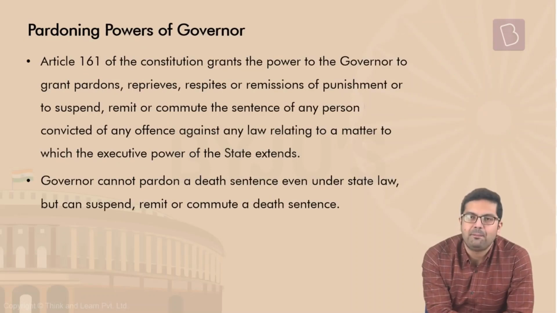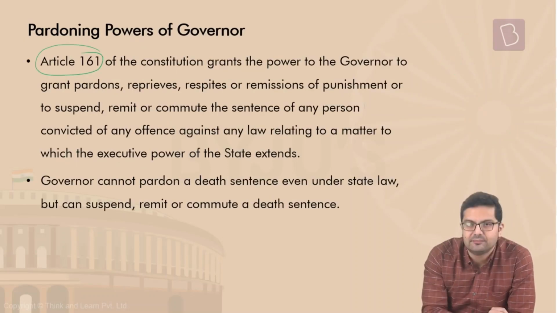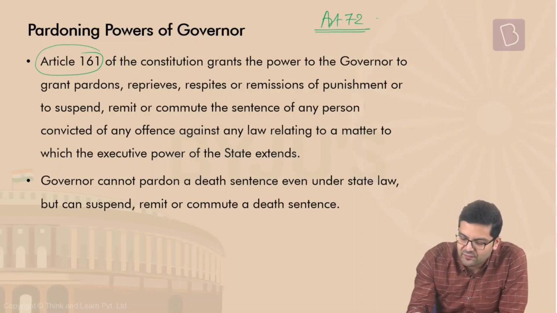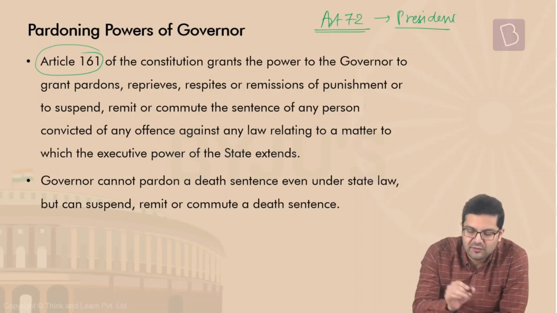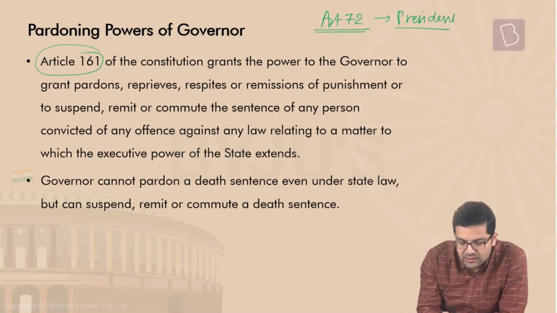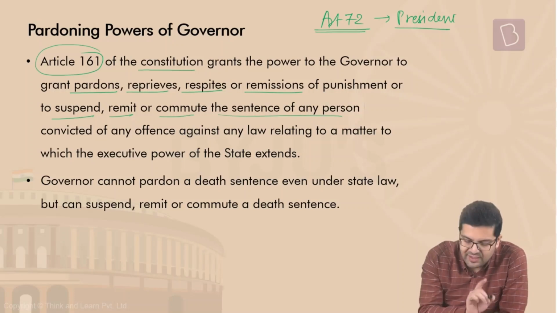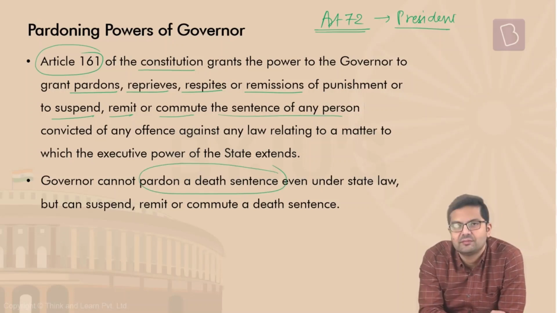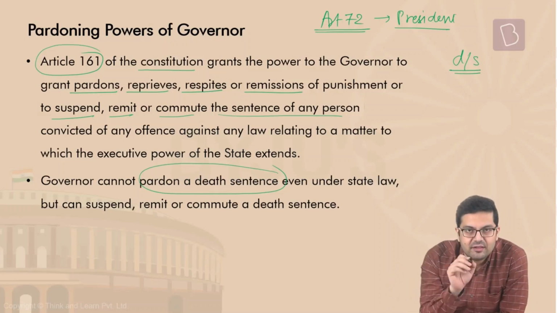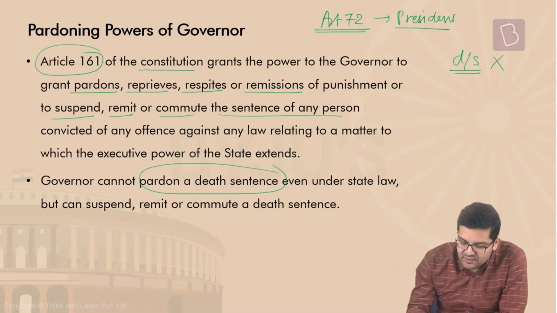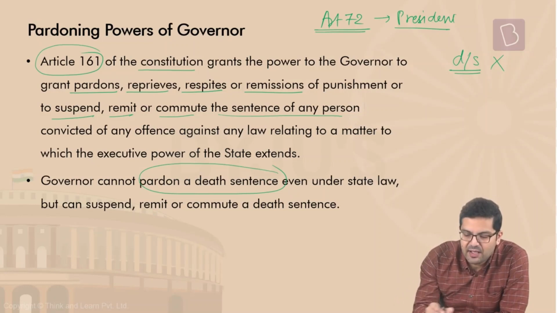Second is the mercy power or the pardoning power of the governor. Now, Article 161. There is an Article 72 which provides for the pardoning powers of the Indian president. Similarly, there is an Article 161 which provides for the pardoning powers of the governor. So, as per Article 161, the Constitution grants the power to the governor to grant pardons, reprieves, respite, remission, or to suspend, remit, or commute the sentence of any person. There is a catch. Governor cannot pardon a death sentence. President can. Apart from it, the governors cannot use the pardoning powers in case of court martials.